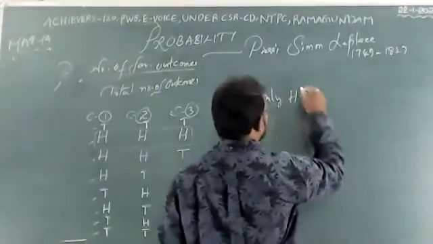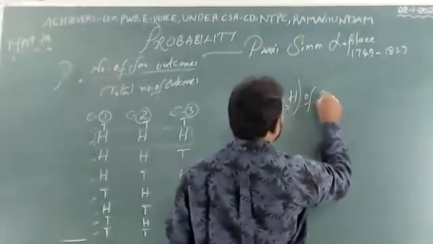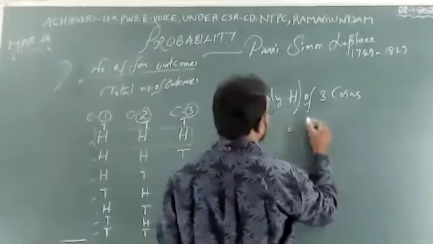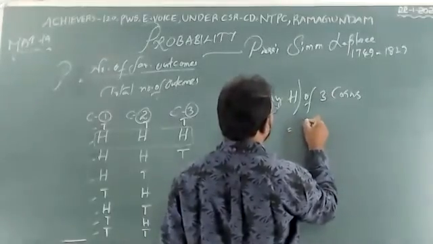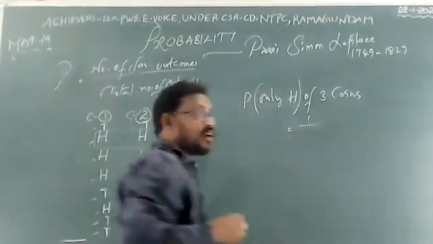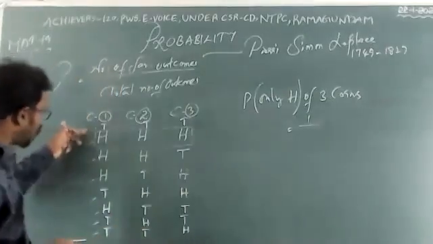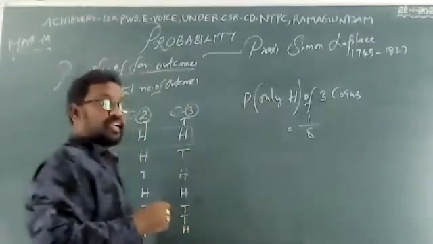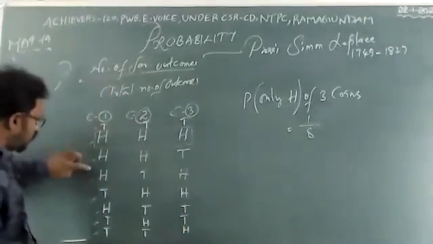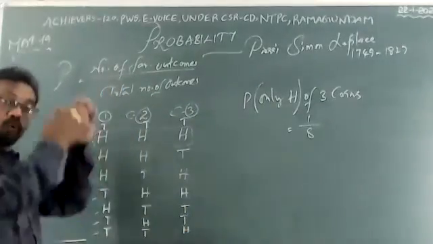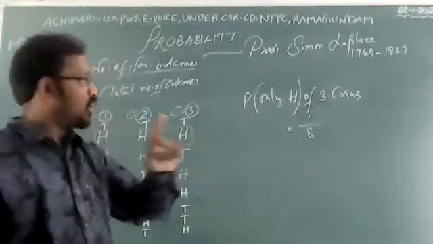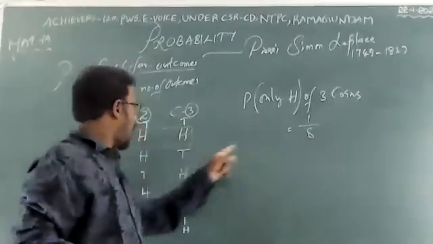Here, if you want only heads of 3 coins, that is the formula you have to write. And how many times? Only one time. Total number of outcomes, how many? Already we know that it is 8 outcomes: 1, 2, 3, 4, 5, 6, 7. Total number of outcomes are 8, but in that, only heads is 1 time you have.